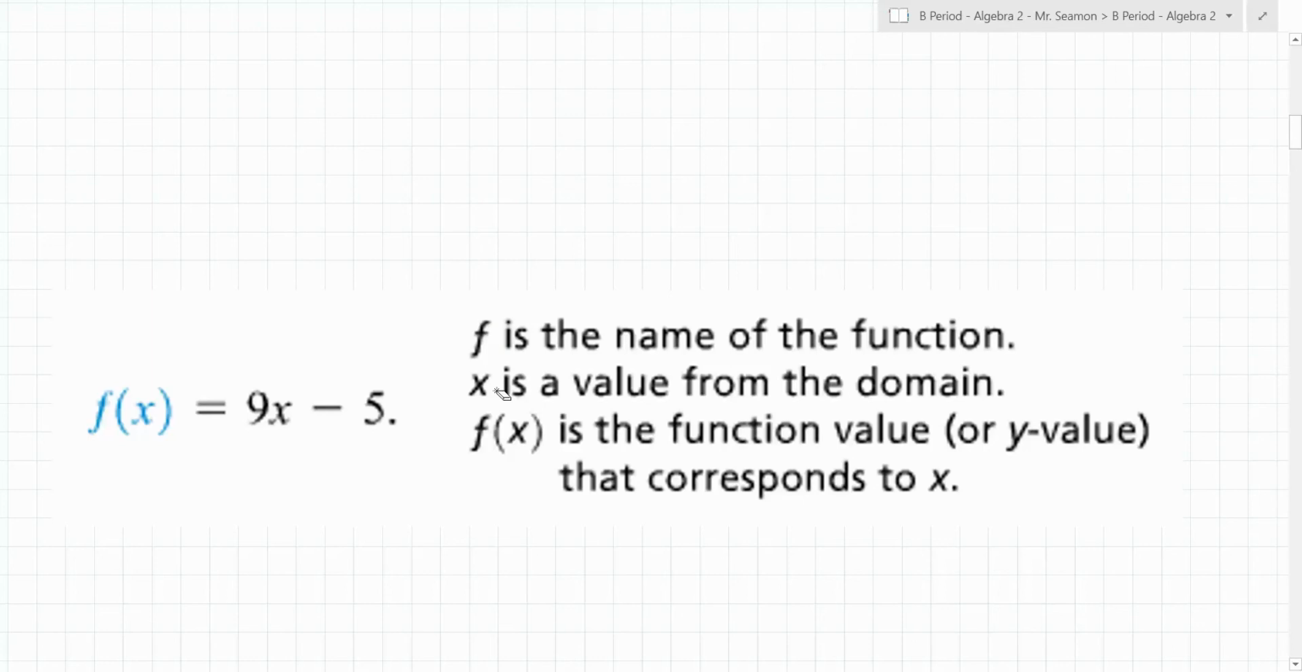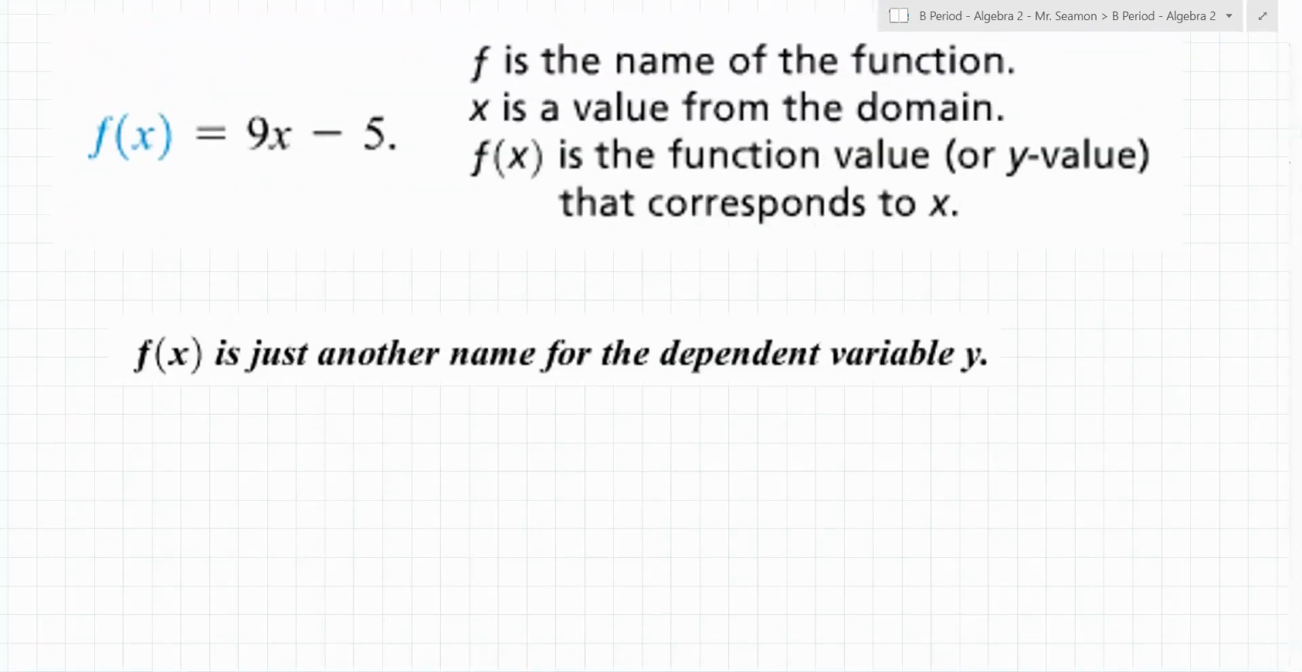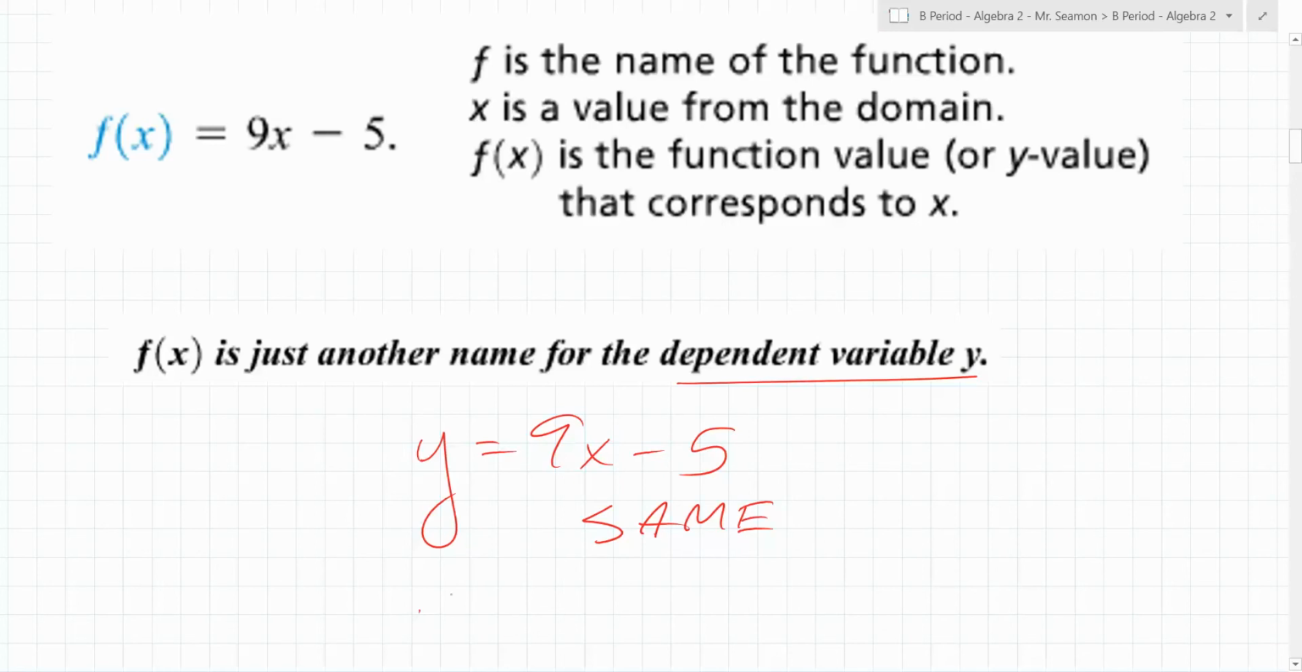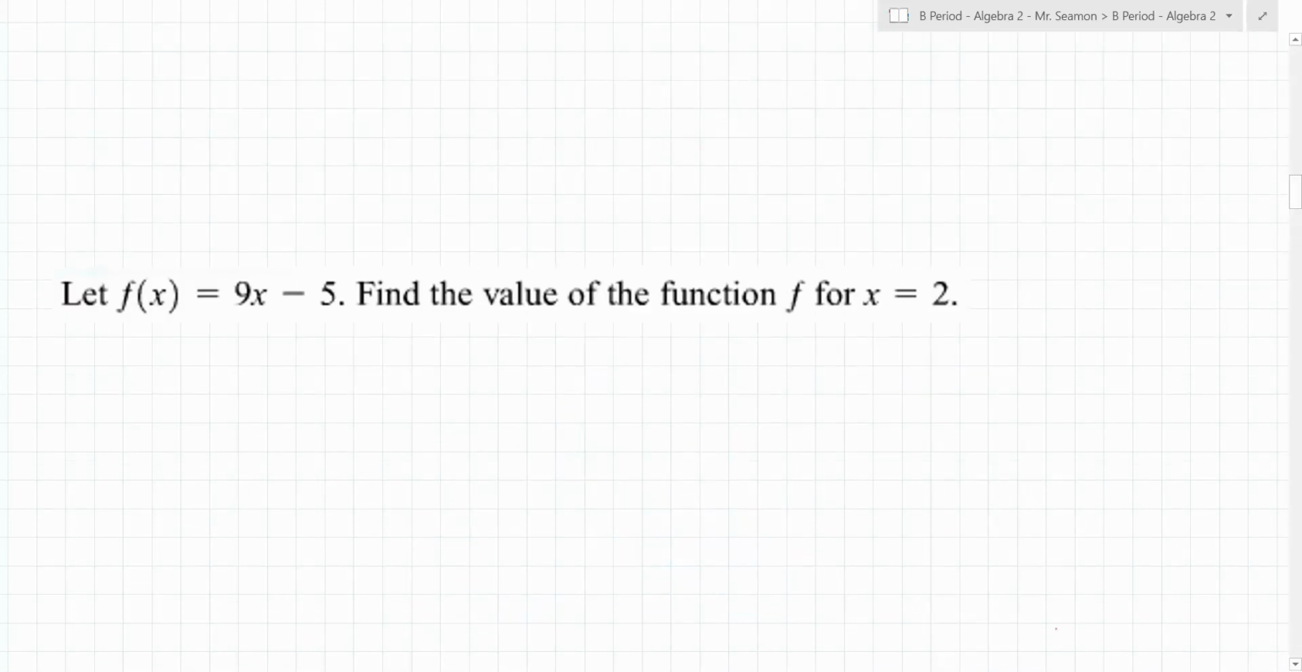X is the value from the domain, the set of all input values, the things you can put into the function. And f of x is the function value, or y value, that corresponds to the x. X is the input, y is the output. The key thing to realize here is f of x is just another name for the dependent variable y. So saying y equals 9x minus 5 is the same thing as saying f of x is equal to 9x minus 5. It's just another name.